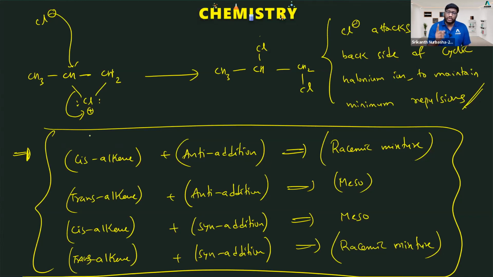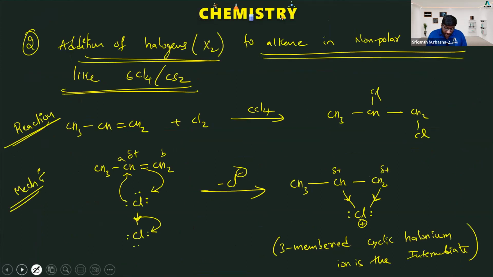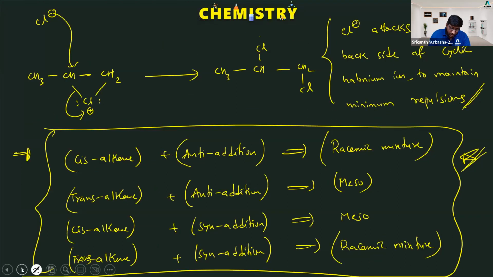We have to directly decide: cis-butene reacting with Cl2 in the presence of CCl4 forms what? If I frame a question: A, racemic mixture, B, meso compound, C, enantiomers, D, diastereomers. You have to go with cis-alkene undergoing anti-addition, because Cl2 in the presence of CCl4 is anti-addition. So you will get a racemic mixture. Like that you have to decide. Right, students, this is nothing but addition of Cl2 with a mechanistic approach. Let us look at different examples now.